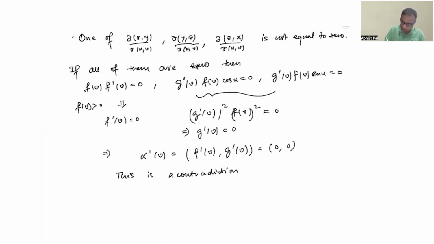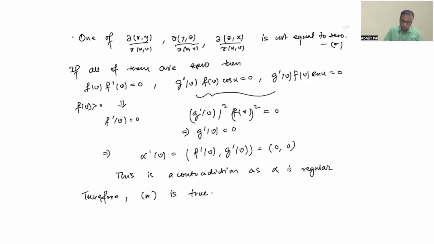This is a contradiction as alpha is regular. So alpha prime b is not equal to 0 for all b. Therefore this claim is true. So therefore, this is true. One of these is not equal to 0.